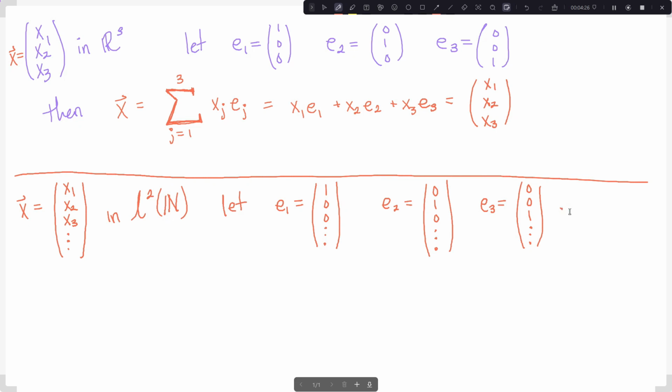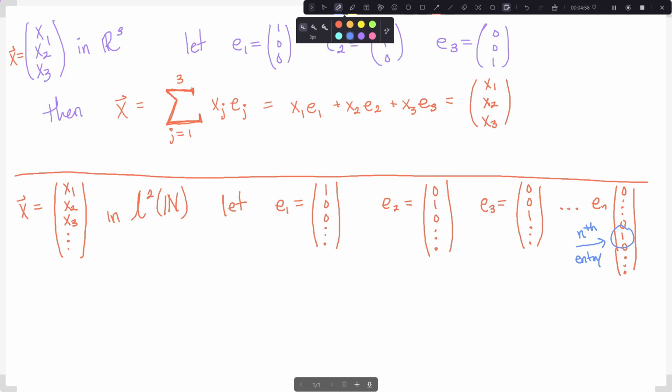Now I can put some more dots here. Say e sub n is a bunch of zeros, but then there's a 1 eventually. And that 1 occurs exactly at the nth term, or the nth entry. And everything else is zeros. And I think you all would agree with me that this will form a basis.